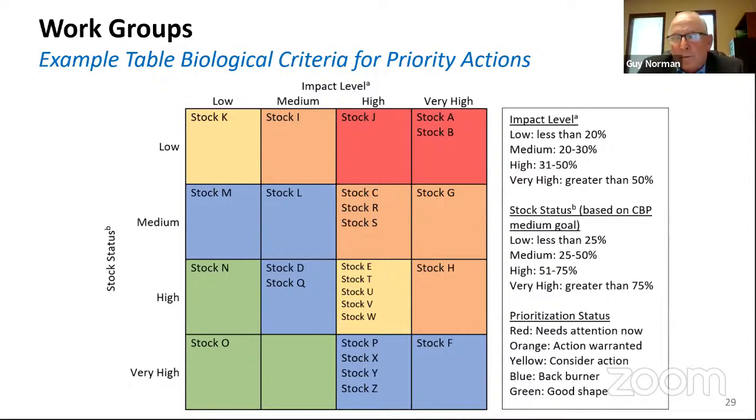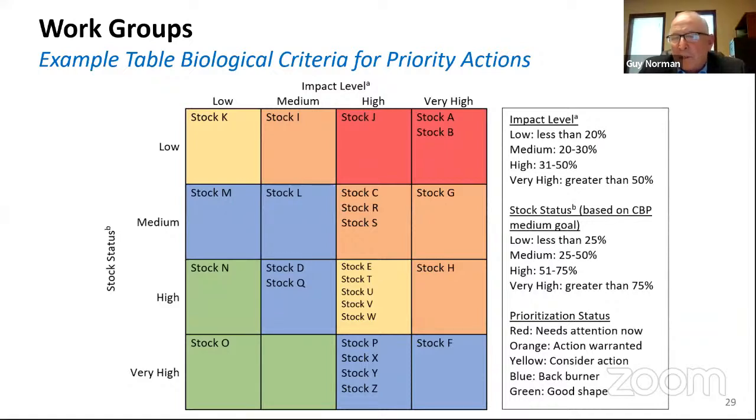In this example, and I would just reiterate, this is an example, it shows about 5 stocks in the low category, and I would say that out of the 24 stocks, about half are in the low category. So this doesn't represent the true abundance. Make sure everybody knows that. This is just an example of how this biological analysis would work.